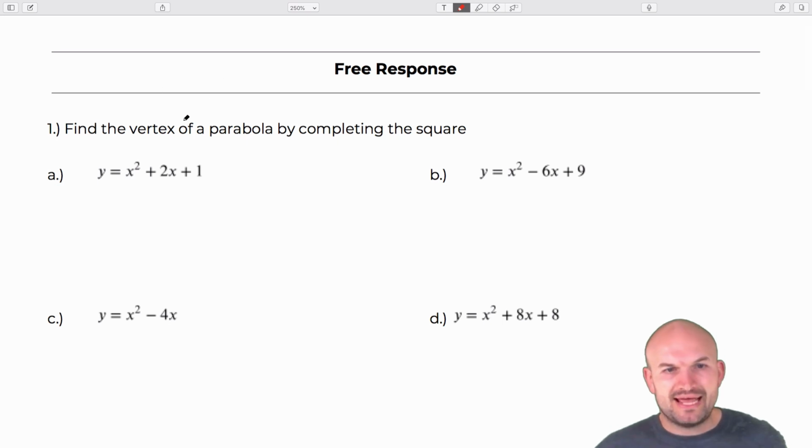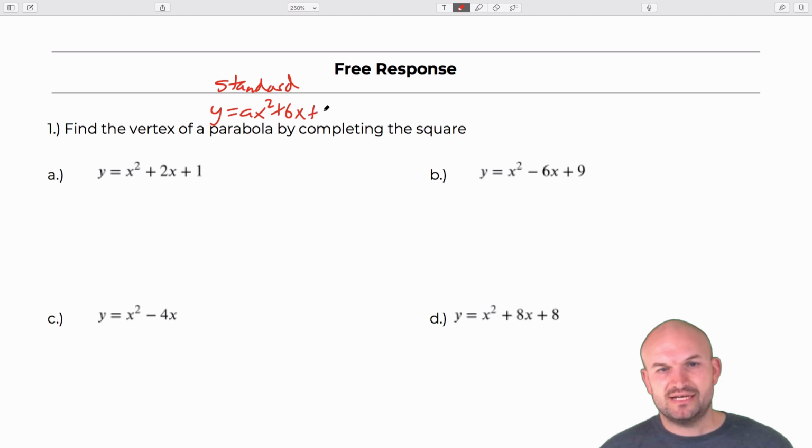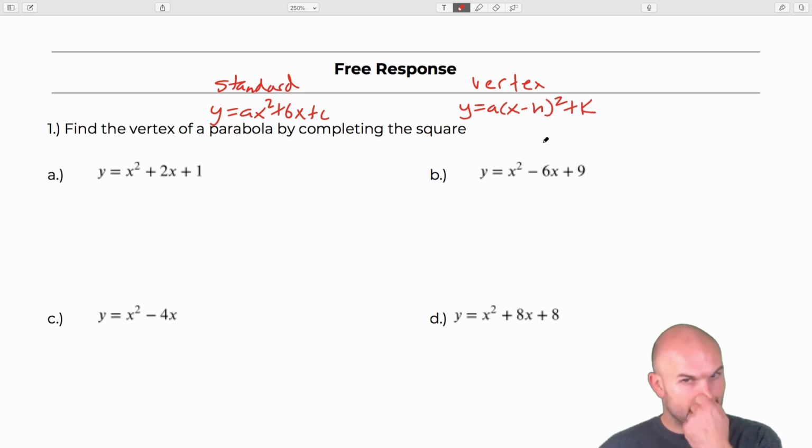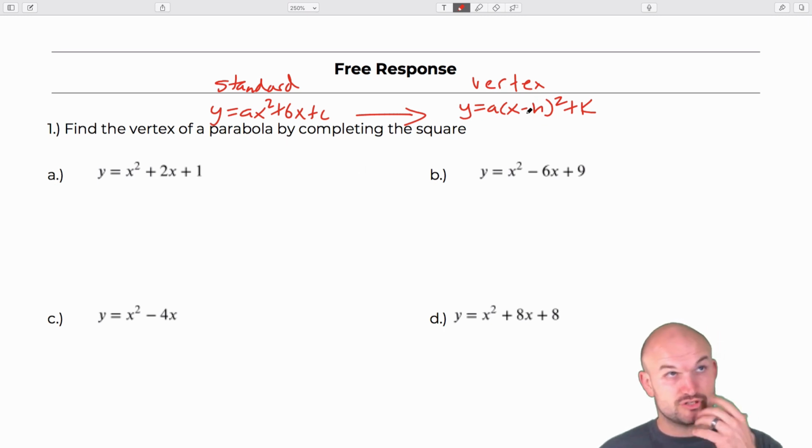So remember, there are two forms that we have worked on in this class for quadratics: ax squared plus bx plus c, which is called our standard form, and then we have the vertex form, y equals a times (x minus h) squared plus k. All right, so here are the forms that we are provided, and we want to go from standard to vertex form. And the idea here is what we did in lesson 2 in chapter 2: we want to create a binomial squared.